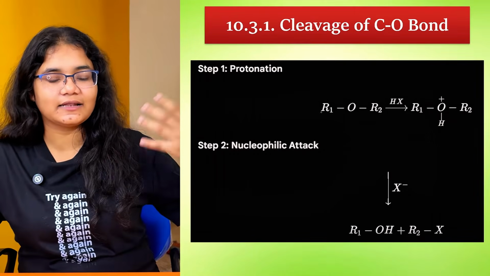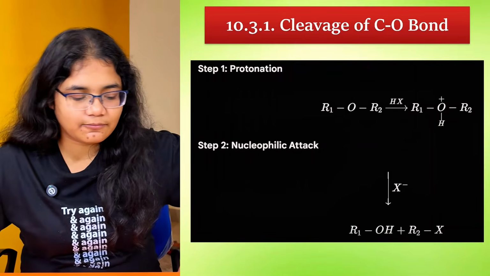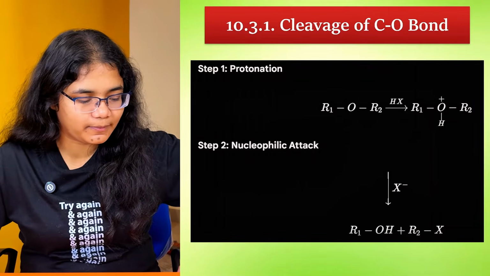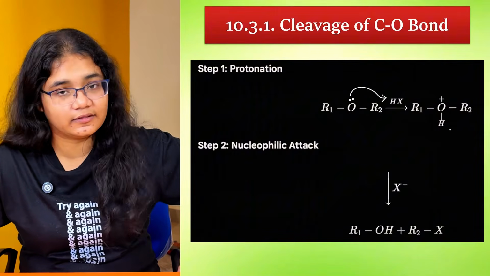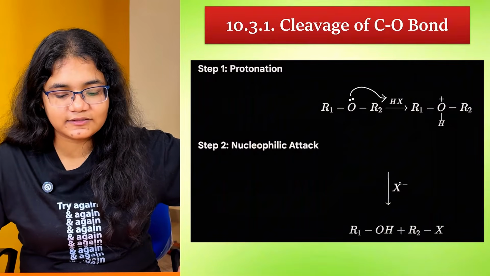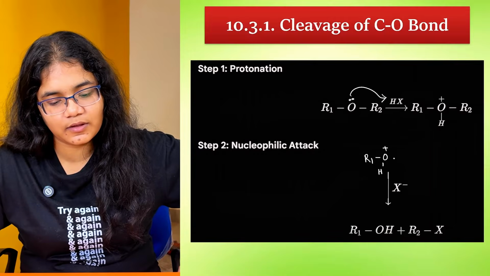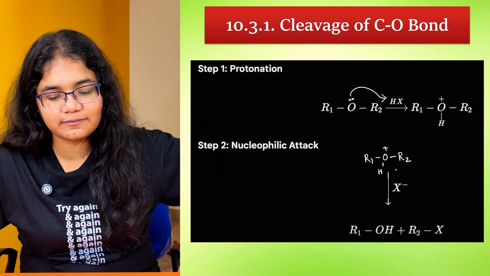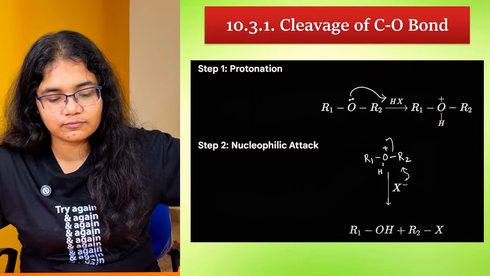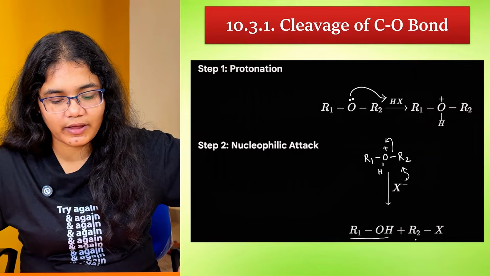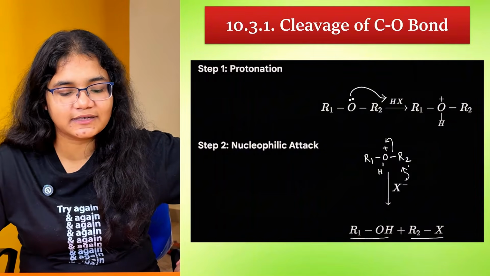So first let's understand the mechanism, what happens when you treat an ether with HX. The oxygen lone pair attacks the H and you get a protonated ether. I'll draw this like this, R1-O+(H)-R2. Now this X- will attack on one of them. Let us assume that X is attacking on R2. So this bond will break and we will get R1OH plus R2X. So what's happening here is this X- is attacking on R2.